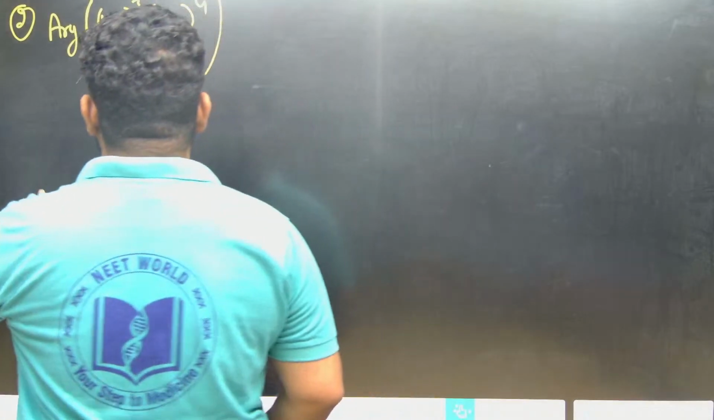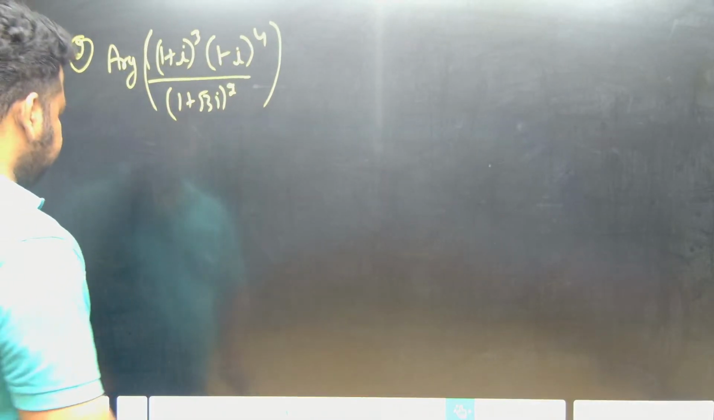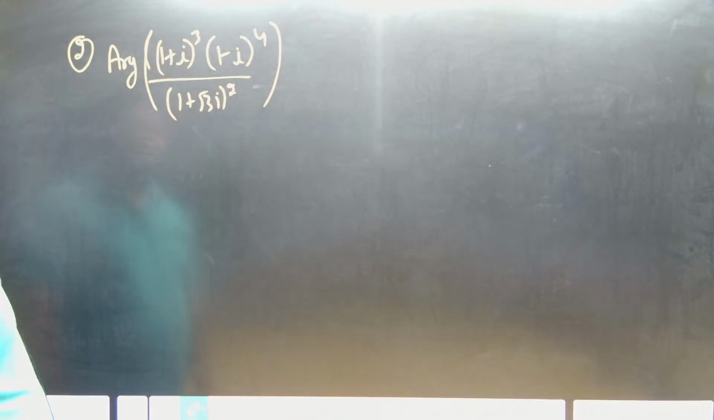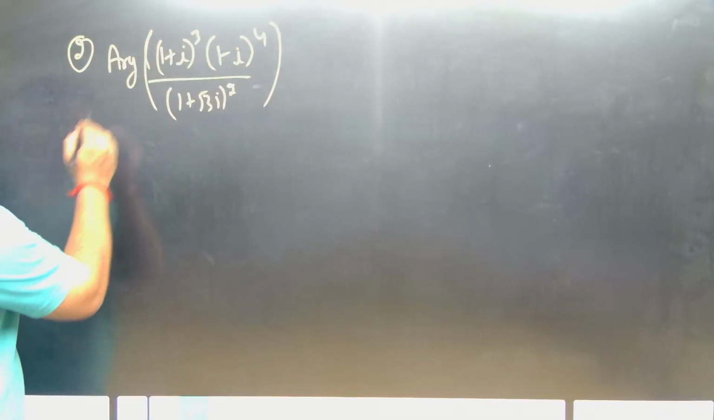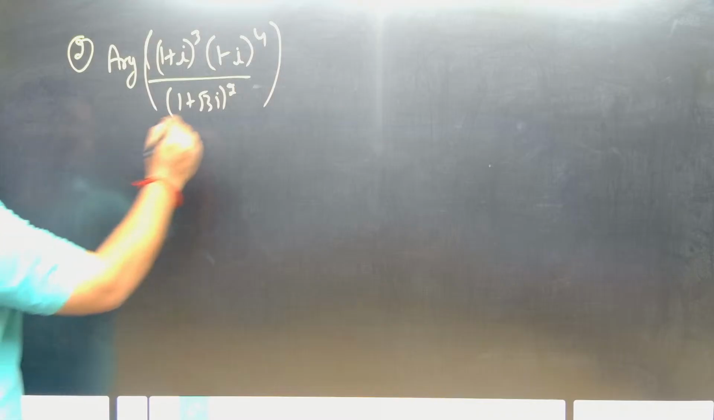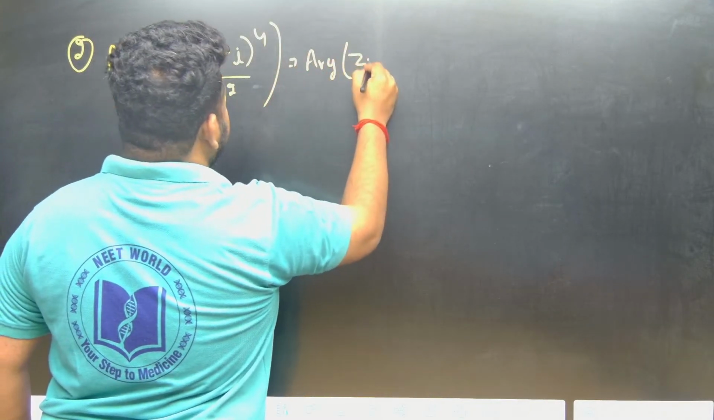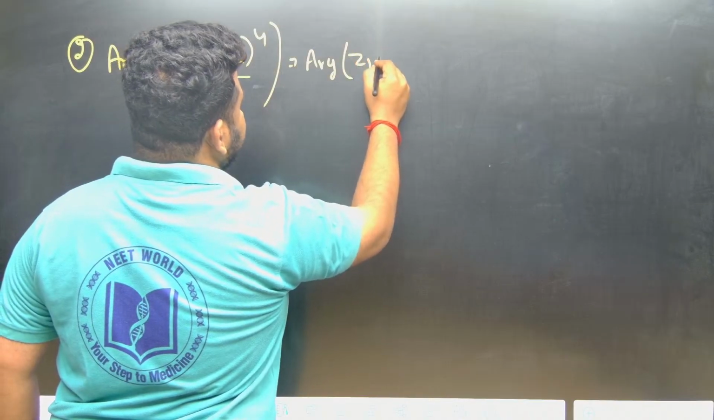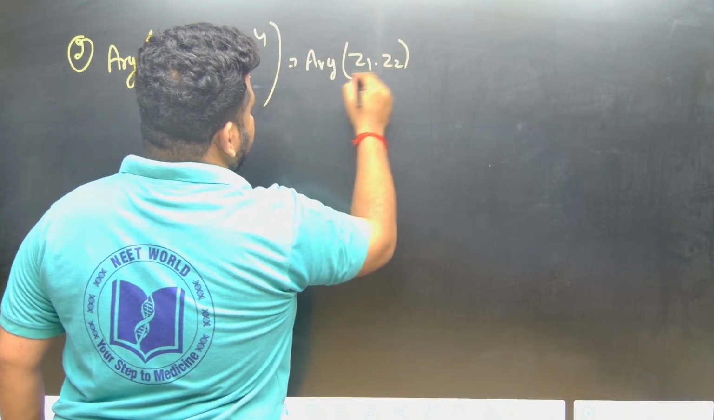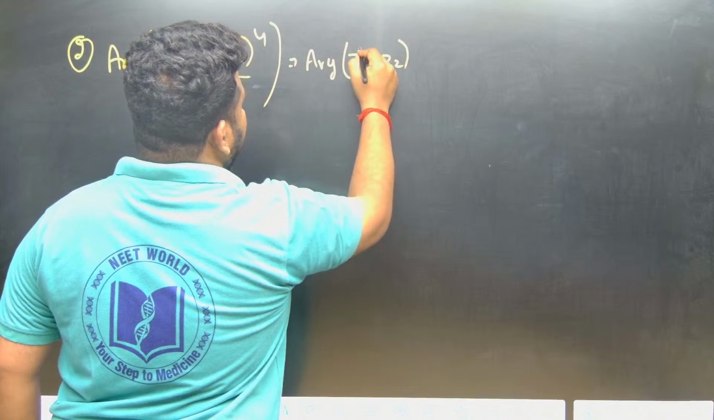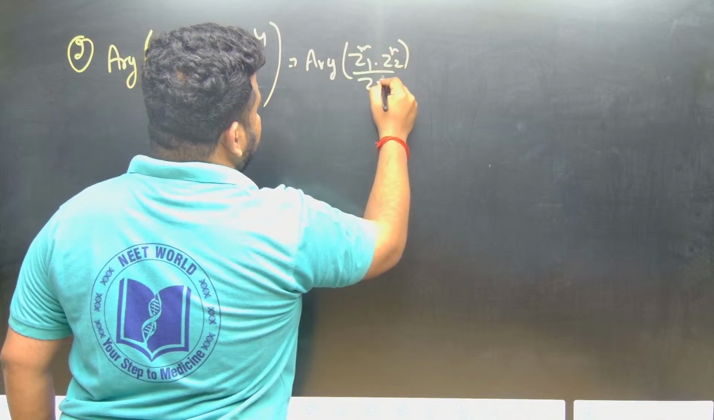Now look at this. They have given the argument of (1 plus i) cube, (1 minus i) whole power 4, (1 plus root 3 i) whole square. So this I can write as what? This is of the form argument of z1 to the power m, z2 to the power n, by z3 to the power p.